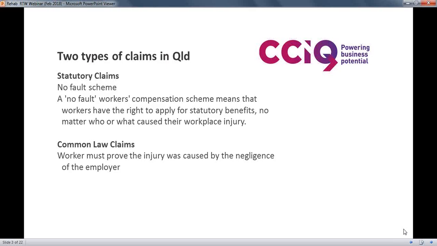Queensland and New South Wales, I believe, are the only states and or territories in Australia that have these two types of claims that can operate in conjunction with each other. For example, an employee may accept a payout of a statutory claim and then make a common law claim later. But of course, your workers' compensation policy will cover you for both types of claims.